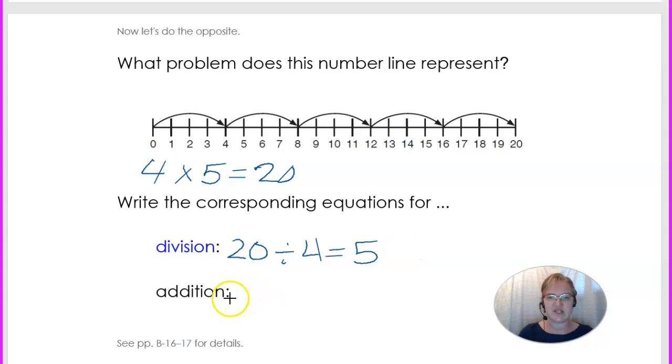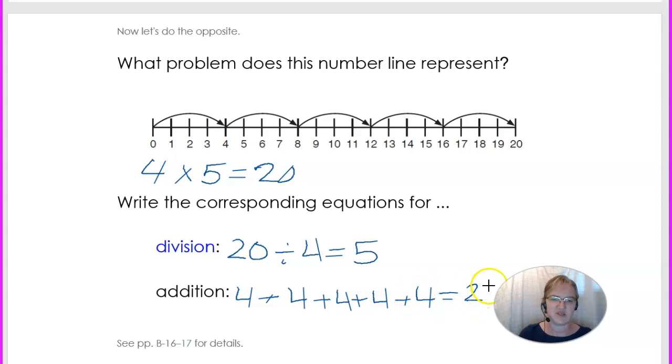If we wanted to write an addition question, we could write 4 plus 4. And how many times are we going to do that? Plus 4 plus 4 plus, you've got it, 5 times, which would also equal 20.